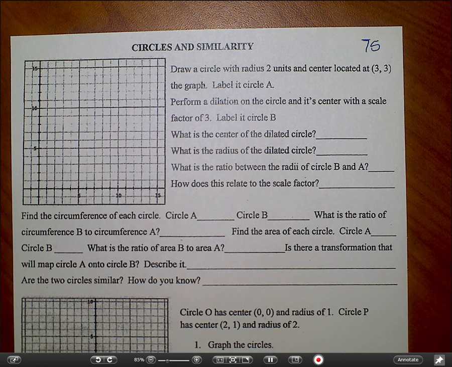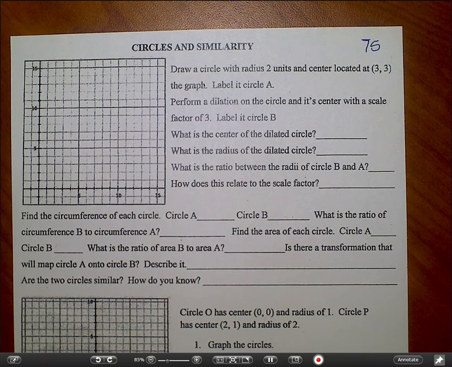So, are all circles always going to be similar? Yes. Yeah, they're all the same shape, right? Okay, so they're all going to be the same shape. So they're all going to be similar. So can I say all rectangles are going to be similar? No, because they could be different lengths and different widths, right? And they're not going to be similar to each other.